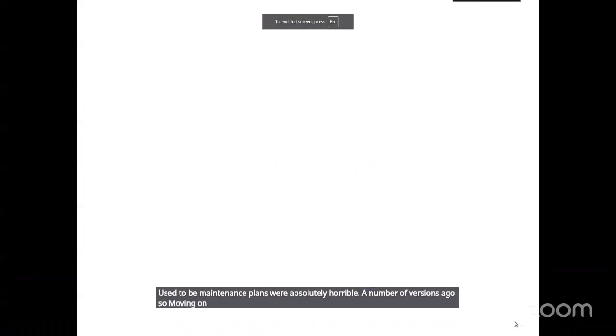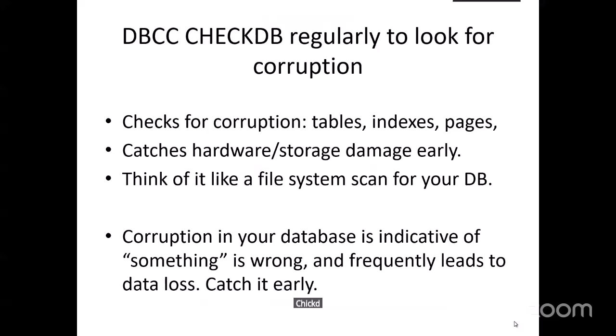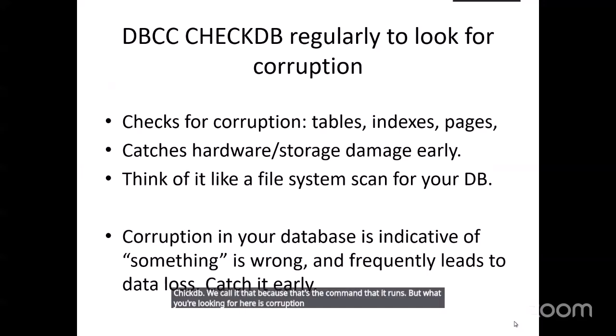So moving on, the next thing, CheckDB. We call it that because that's the command that it runs. But what you're looking for here is corruption in your database. Now, all you senior or experienced DBAs that are listening, start cringing. Just go ahead and get your tomatoes out to throw at me. Corruption is very loosely defined as the pages of data or index data in your file don't have proper linkages. There's a lot of other things about corruption we could say, but the links between the pages aren't there properly or they got messed up.